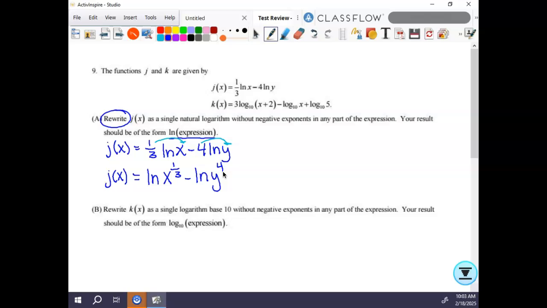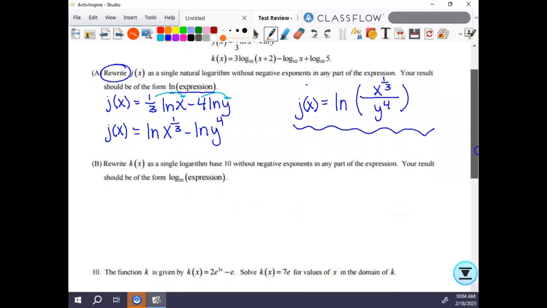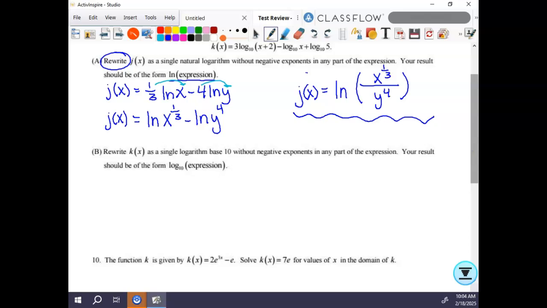And then that means that j of x is equal to the natural log of x to the 1/3 power over y to the 4th. And the x to the 1/3 could be the cube root, but I'm rewriting j of x. My final answer needs to be an equation, which means you have to have the j of x part there. Don't get lazy. All right, so we're going to do the same thing for k of x.